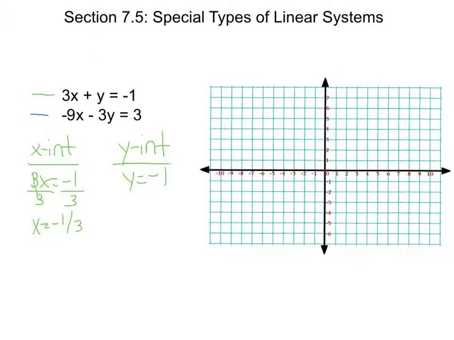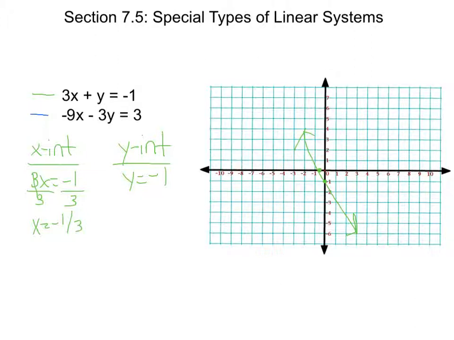Remember, when you're graphing your intercepts, it's okay to have intercepts as fractions, because sometimes those answers don't come out as whole numbers. So x equals -1/3. That's between 0 and -1. Nothing's ever going to be perfect. And then y is -1. So we can graph those lines. My lines are not perfectly straight, you guys can see that.